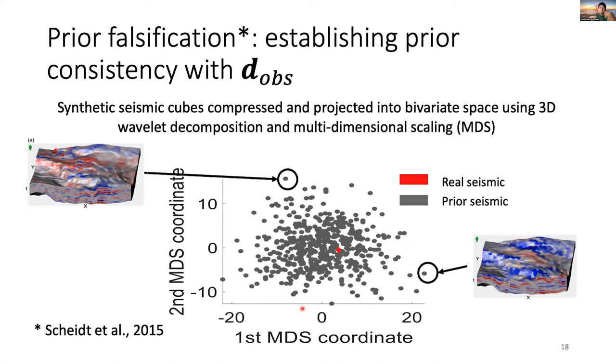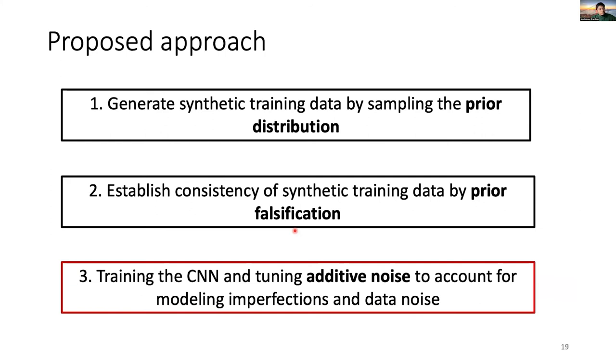Obviously, it will be an iterative approach because the prior distribution that you specify will not be right in the first go. So we will need some modification, but I will not go into the detail of how we ensure that our prior distributions were consistent with the real data. Rather, I will use the rest of the time to talk about the CNN and how we tune the additive noise to account for this real data noise.